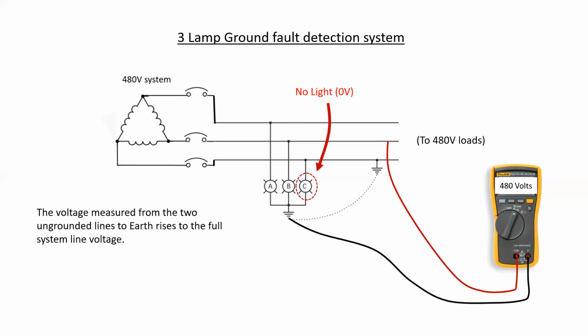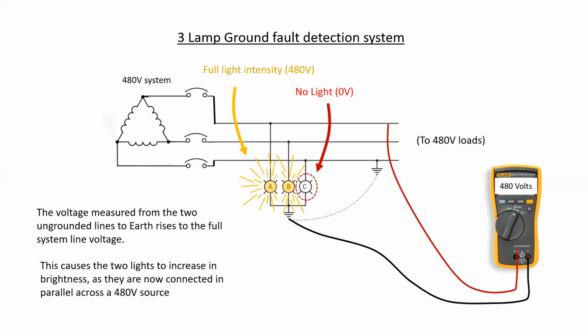The voltage measured from the two ungrounded lines to earth rises to the full system line voltage. So in this case, it'd be 480 volts. This causes the two remaining lights to increase in brightness as they are now connected in parallel across a 480 volt source. So it becomes immediately apparent which line conductor has a ground fault, and it makes it really obvious to the individual.